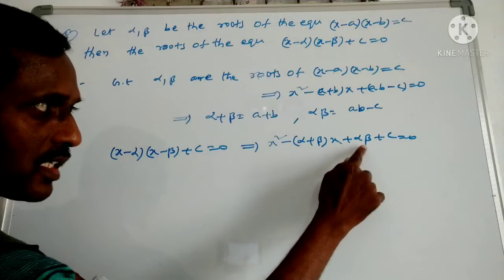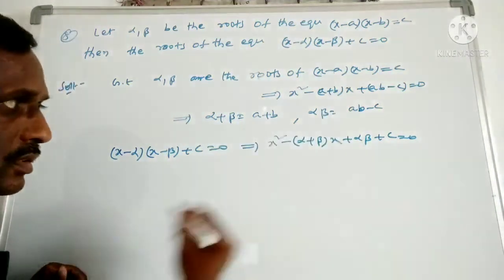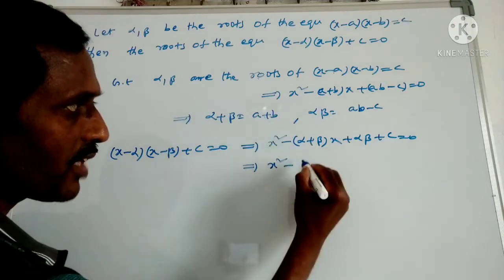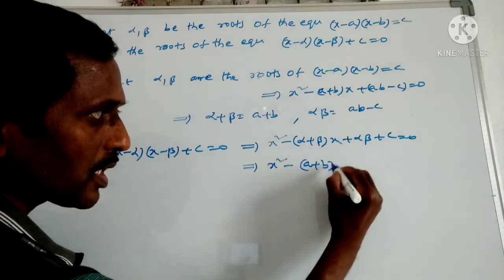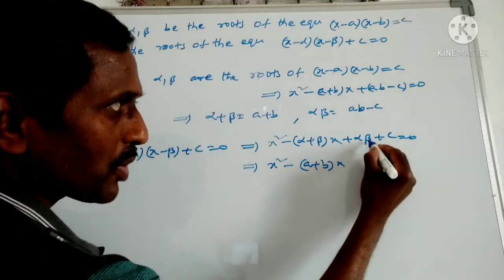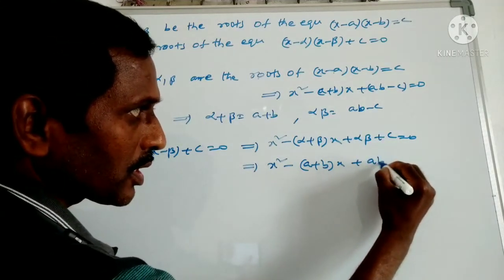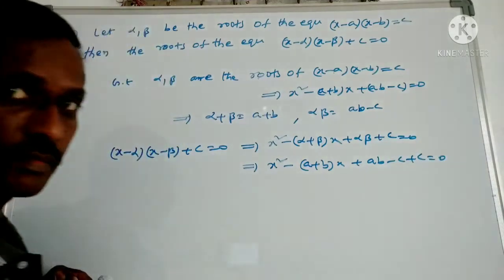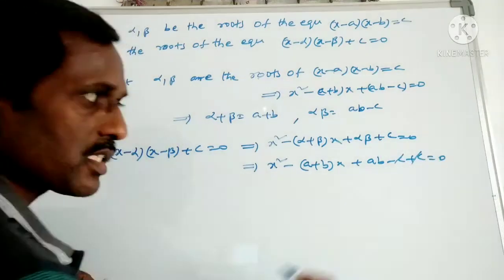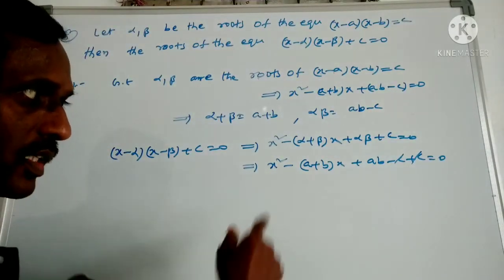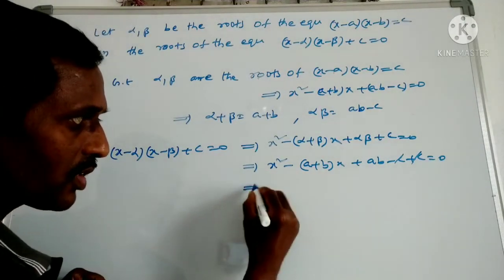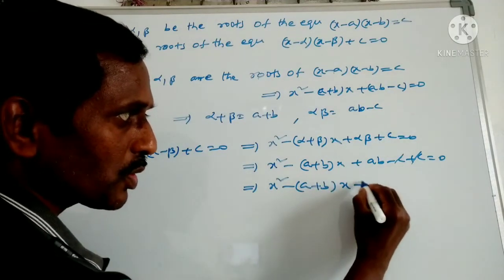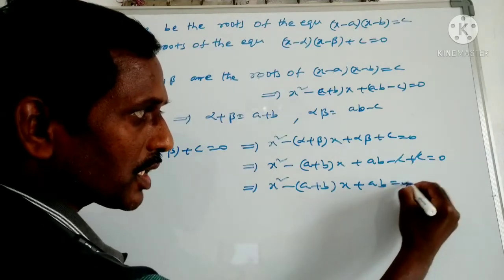Now substitute the values of sum and product in this. This implies x square minus, what is the sum value? (a plus b) into x as it is. What is the product value? ab minus c. And plus c already we have in the equation. Now if I simplify, plus c and minus c get cancelled. Finally we have the equation x square minus (a plus b) into x plus ab equals 0.